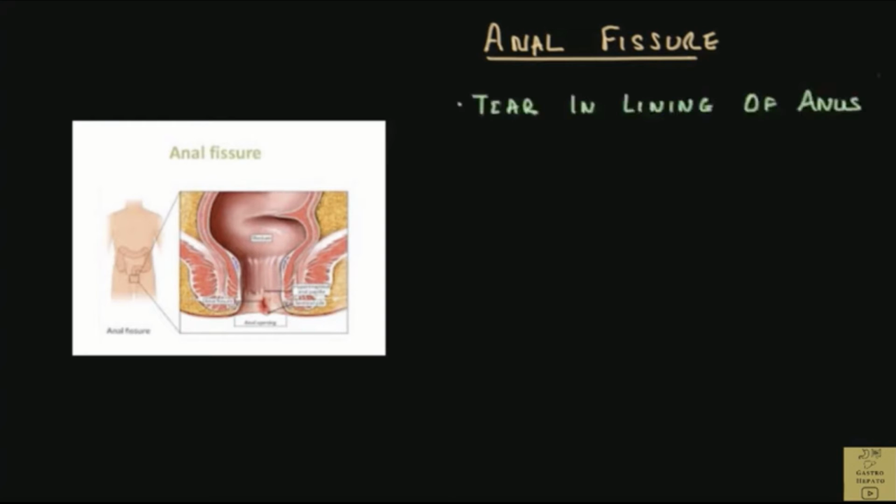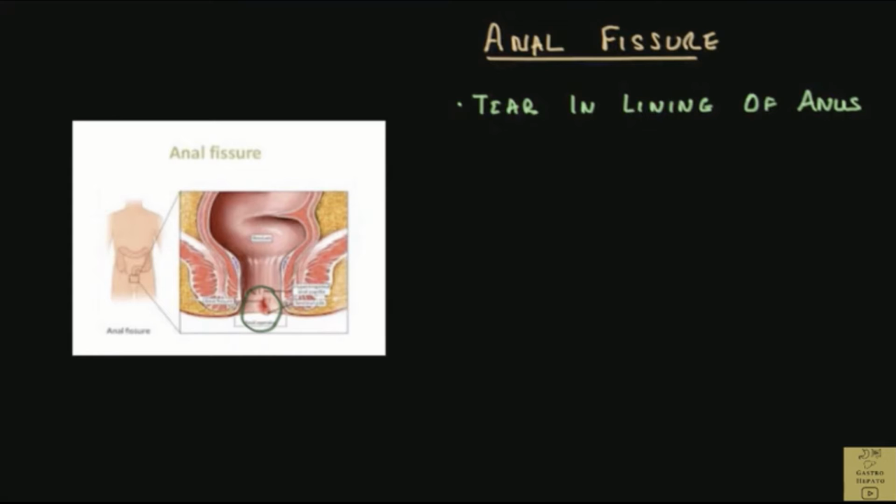Anal fissure is a small tear in the lining of the anus, as is shown in this image. The anus is the opening where the stool comes out. It usually happens when hard stools cause damage to the lining, resulting in a tear. It can also happen when stools overstretch the anus.